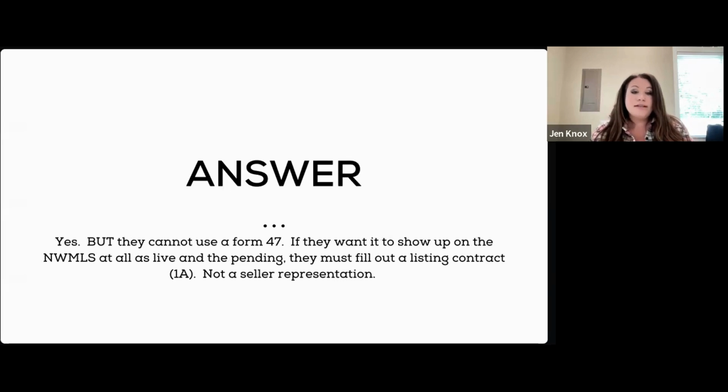Because a Form 47, when we represent the seller, does not give us permission to market the property. If they want to market the property in any way publicly, they have to fill out the standard listing agreement, because it does have a paragraph there that allows us to go ahead and do that marketing. And it specifies what marketing options we can give to them.